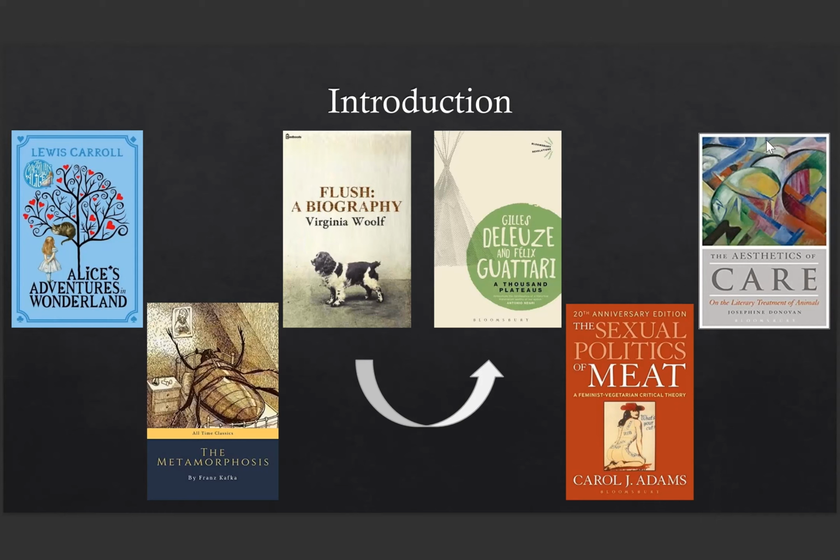So what I will be doing in my thesis will be applying theories such as Deleuze and Guattari's becoming animal, Carol Adams' absent referent, or Josephine Donovan's aesthetics of care to her works. And since I think it's nice to have different kinds of views applied to her works and see in different ways how she perceives.